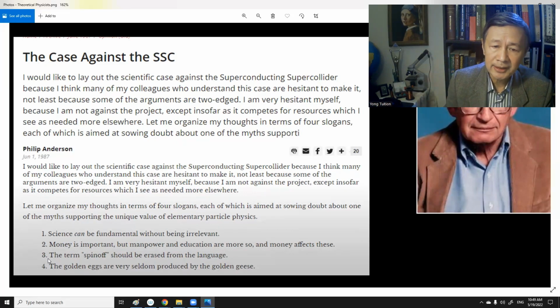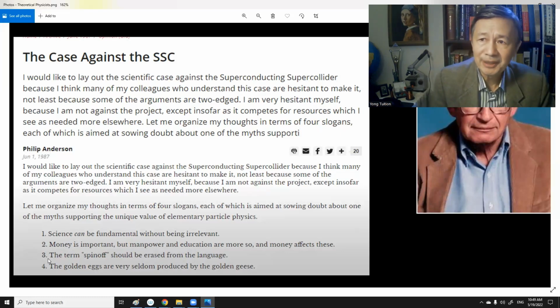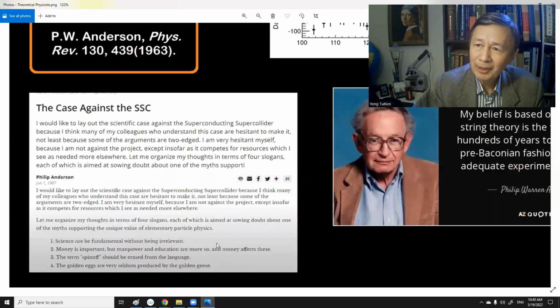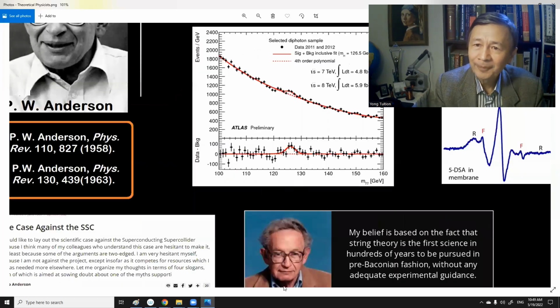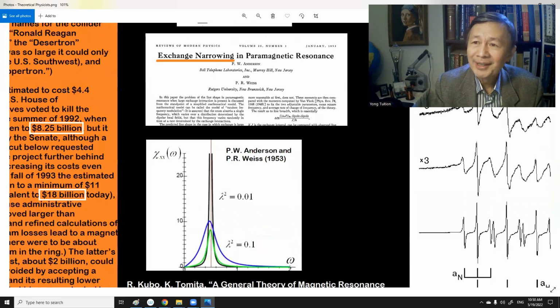So why was Anderson so keen about this spin-off? Because he heard from congressmen during his appearance that they believed the MRI, the magnetic resonance imaging technology, was spun off from the research of particle physics, which is nonsense, right? The MRI was actually developed from the study of magnetic resonance, in which P.W. Anderson had been involved for many years.